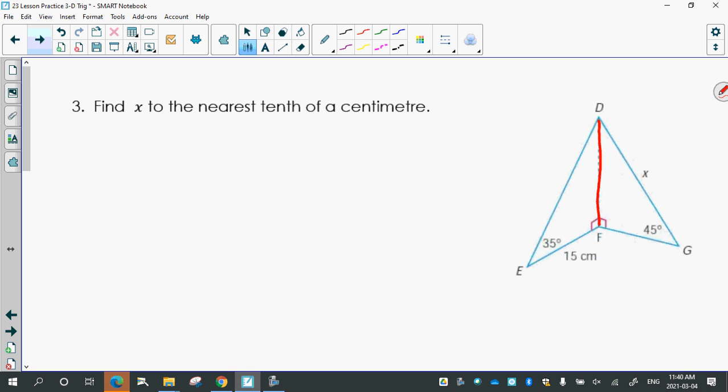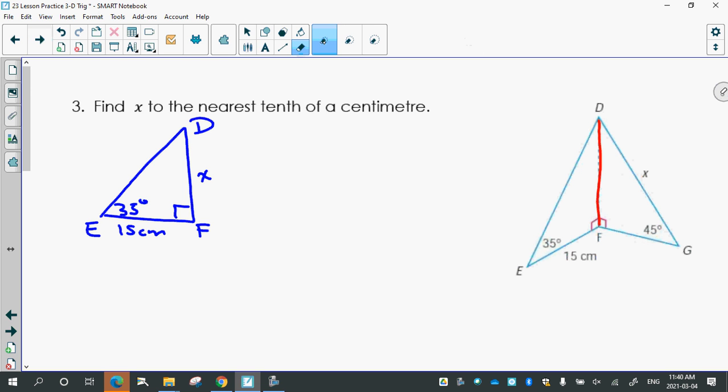Okay, so I'm going to redraw this triangle. DFE is really a triangle that looks like this, where this is E, this is F, and this is D, and this is 90, this is 35, and this is 15 centimeters, and DF is what we want to find. We can't call it X because X is already in the question, so we'll call it little e. Or Y, or H, whatever you want, just not X. It's a 90-degree triangle, so I can use SOHCAHTOA.